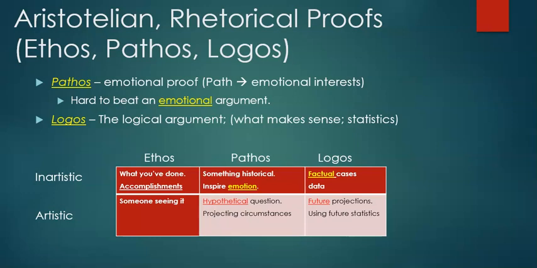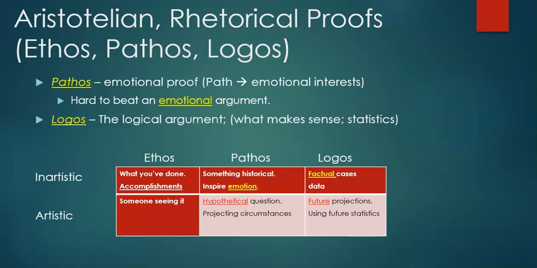Next, pathos or emotion. If you're going to try to persuade someone using emotion artistically, you can use something like a hypothetical question, projecting circumstances. How would you feel if your teenage son or daughter died in a drunk driving accident? It hasn't happened, it's hypothetical, but it still can cause them to respond emotionally.